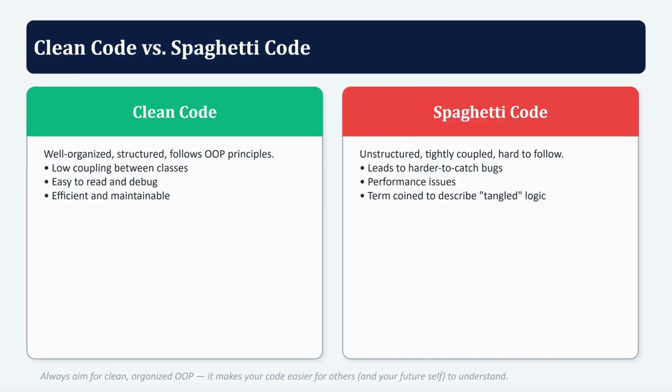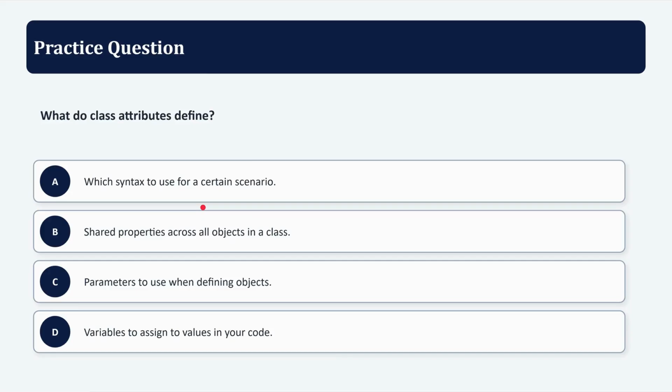Here's clean code versus spaghetti code. So clean code is well organized and uses proper structuring. Spaghetti code is unstructured, tightly coupled, and hard to follow. It leads to bugs that are harder to catch, performance issues, and tangled logic. Clean code has low coupling between classes, is easy to read and debug, and is efficient and maintainable.